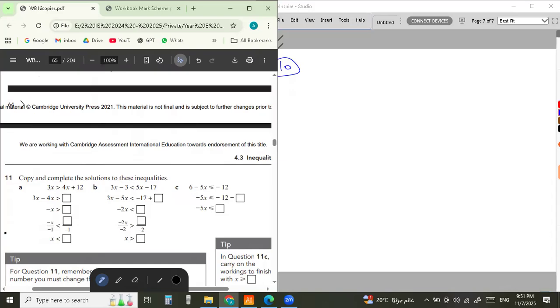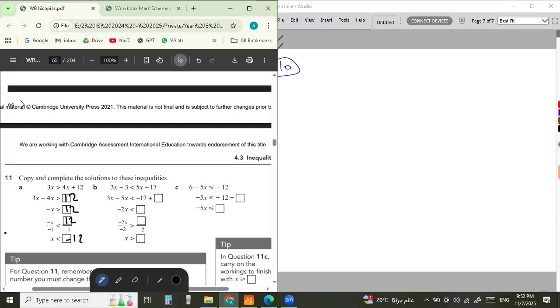Copy and complete. Here they just got the 3x and 4x together on the same side, so they changed the sign of the 4x. But here 12 stays alone. So negative x equals 12 stays alone. So negative x over negative 1 to get rid of the negative sign is less than. Did you see this? They switched the inequality, and instead of greater than, they made it less than. Why? Because we are dividing by a negative. So 12 divided by -1 is -12.